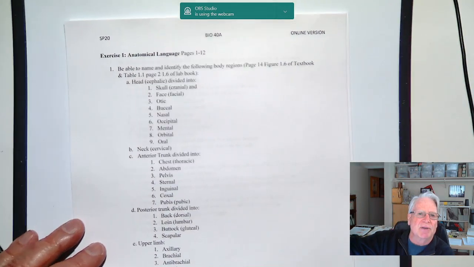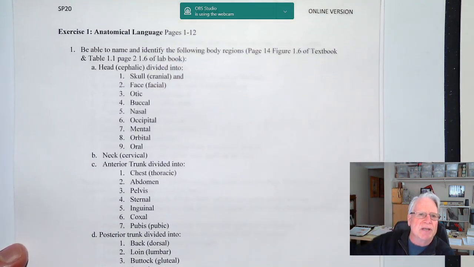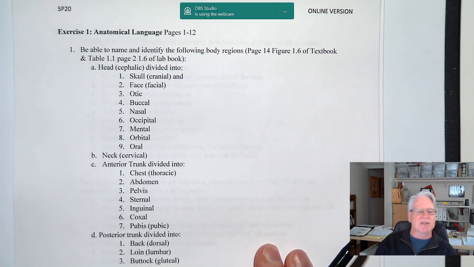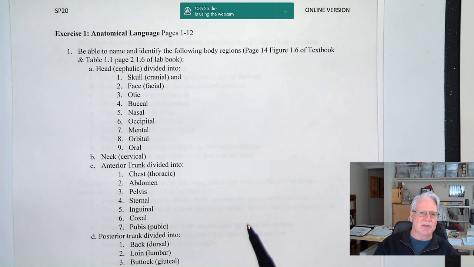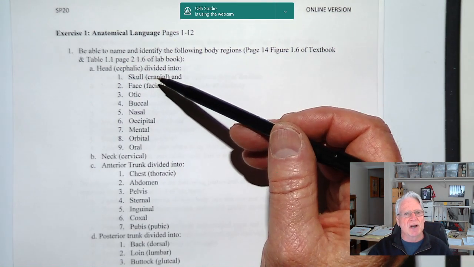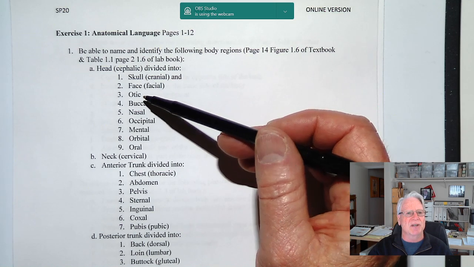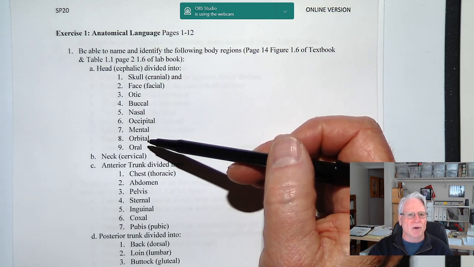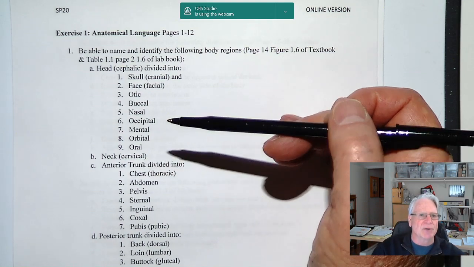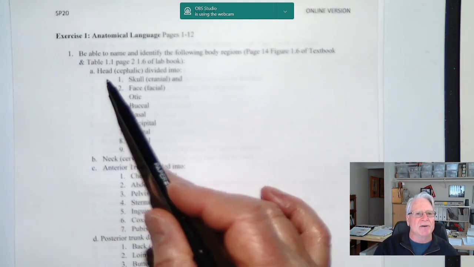And I haven't given you a lot. There's many more body regions, as you can see on the drawing that we just looked at, that are identified and named. I have limited that list to just what you see here. So we're going to talk about the skull or cranial region, the face or facial, optic, buccal, nasal, occipital, mental, orbital, and oral. Now all of those are found on the head or cephalic.